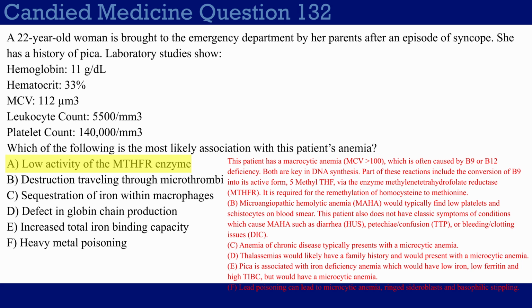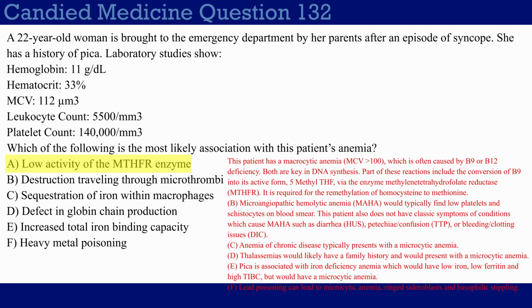You also want to know that lead poisoning, or just lead in general, is disruptive to two parts of the heme synthesis pathway, which is where ALA dehydratase turns delta aminolevulinic acid into porphobilinogen, and the other one it interrupts is ferrochelatase, which does the final step of changing protoporphyrin 9 into heme. Again, you get what's likely a microcytic anemia, a sideroblastic anemia, not macrocytic.